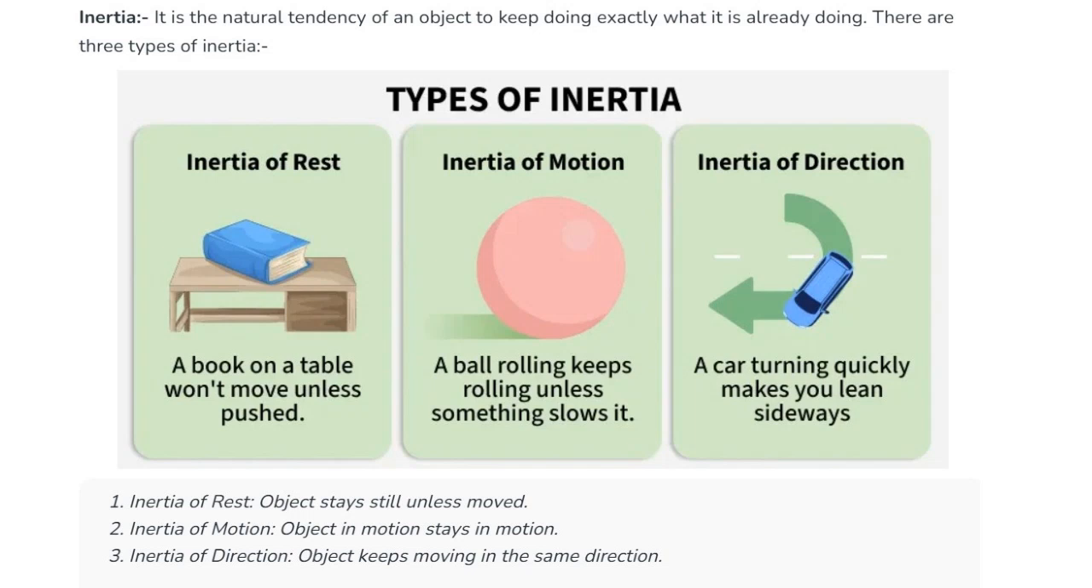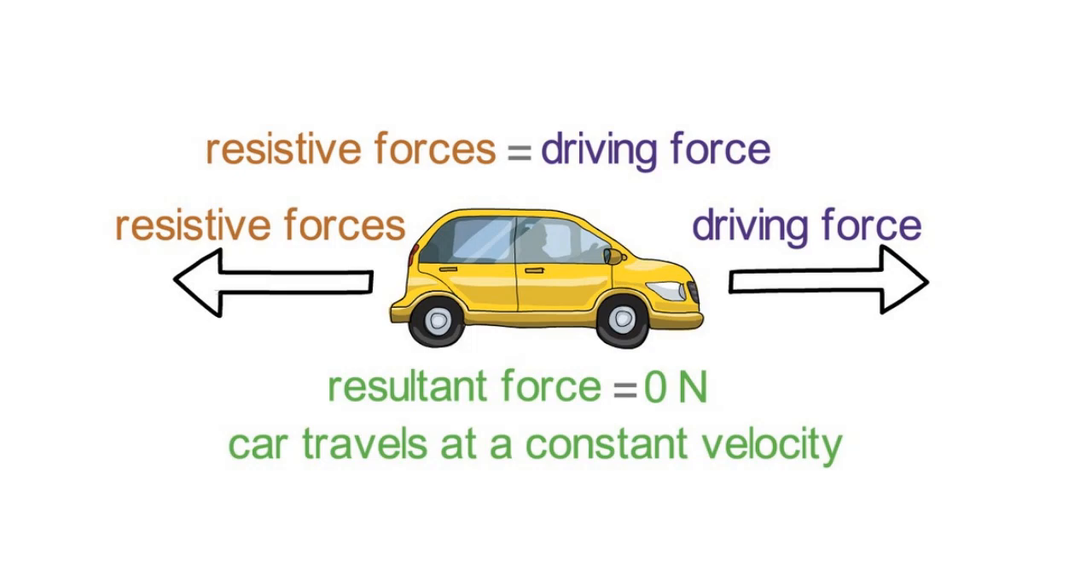Lastly, inertia of direction means that when an object is moving, it tends to keep moving in the same direction. For example, when a car turns quickly, you might feel yourself leaning sideways because your body wants to keep moving straight. These three types help explain how inertia affects objects in everyday life.